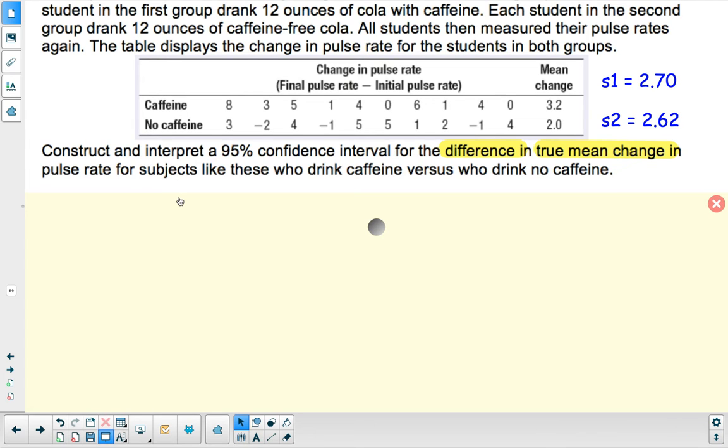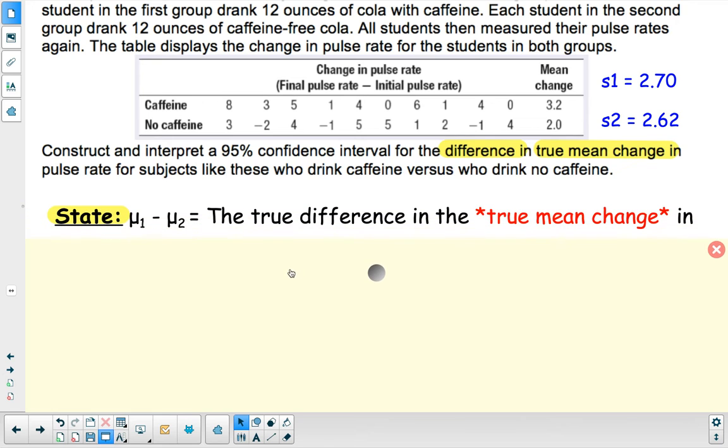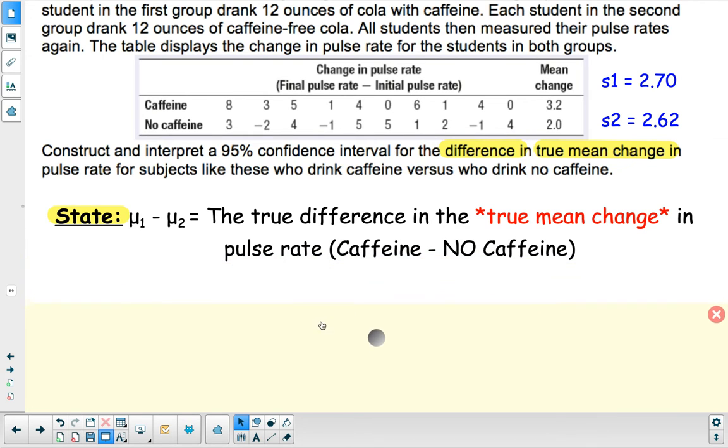So anytime you are asked to do a confidence interval or significance test, we need to go through state, plan, execute, and conclude. So state, we need to define the parameter. Mu sub 1 minus mu 2 is the true difference in the true mean change in pulse rate. So that's important. It's the mean change, how much the pulse rate changed. It's not just the final pulse rate, but a change in pulse rate. And it's caffeine minus no caffeine. And if you want to use labeled subscripts for that, that is fine.